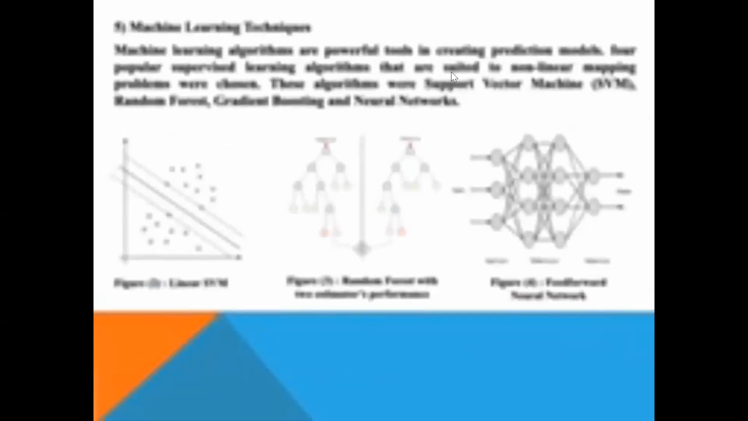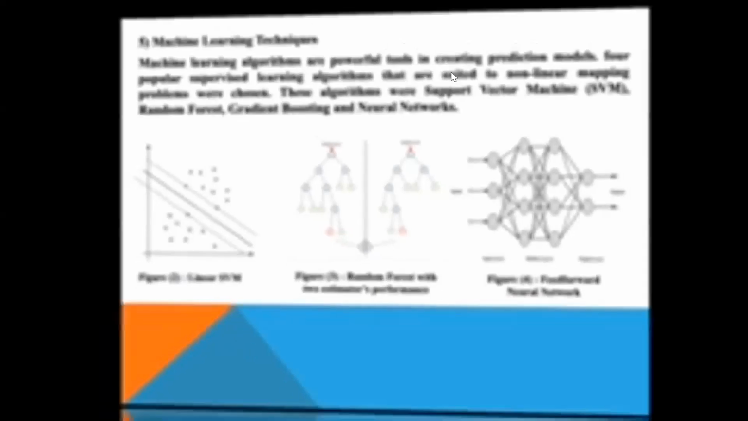Machine learning algorithms are powerful tools to create prediction models. Popular supervised learning algorithms that are used for nonlinear mapping problems were chosen. Here in this figure, a linear SVM. Here a random forest with 2 estimators performance, and here a feed-forward neural network.